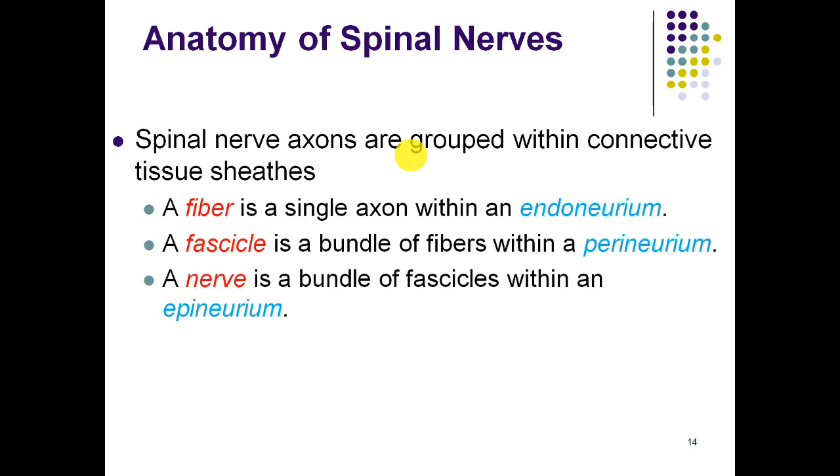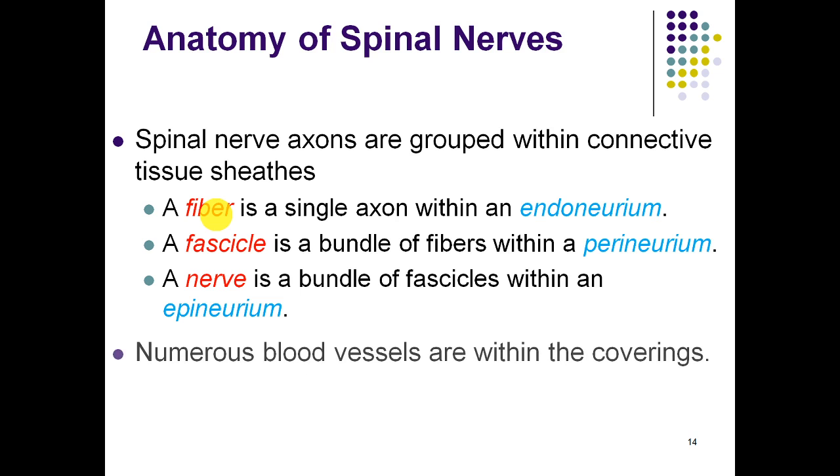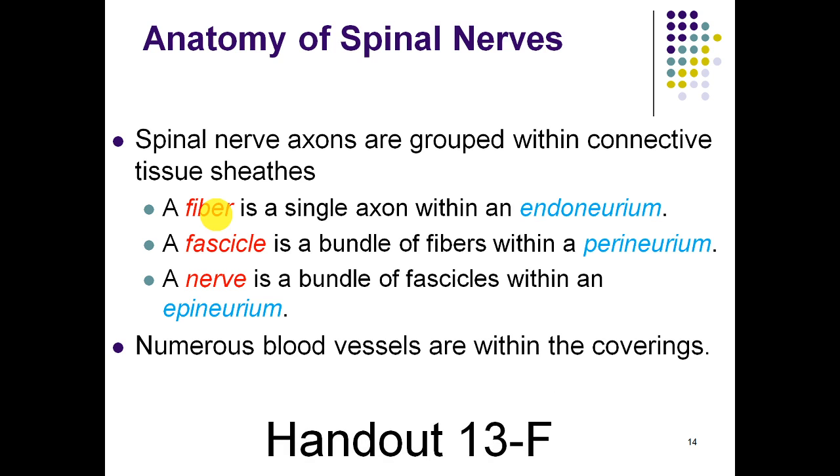Now let's look at the anatomy of a spinal nerve. And that's what's going to be Handout 13F. So it says spinal nerve axons are grouped within our connective tissue layers. So we're going to have different layers that make up the different neurons that are wrapped together to make up a nerve. Now, the really cool thing about this is it is very similar to something that you have already seen. So I'm going to move to the handout. Let's look at Handout 13F.